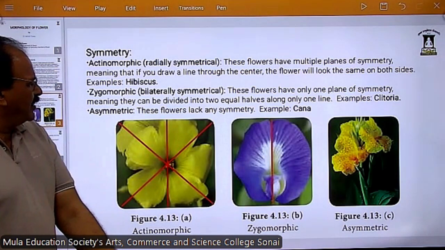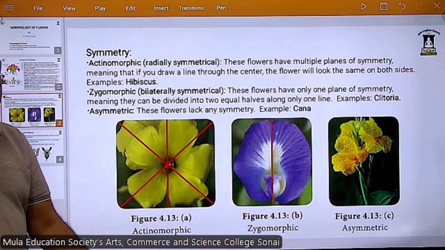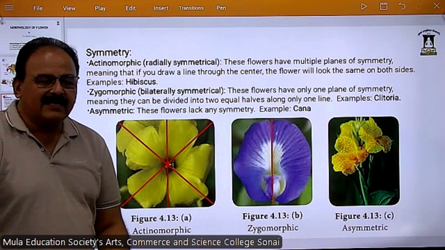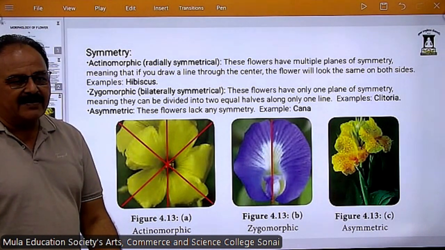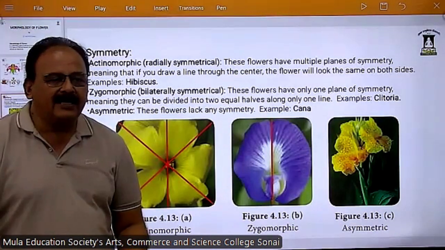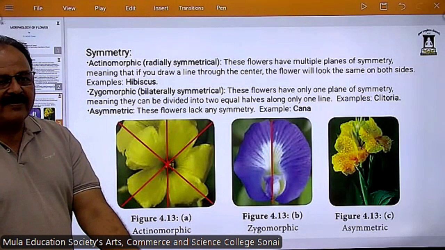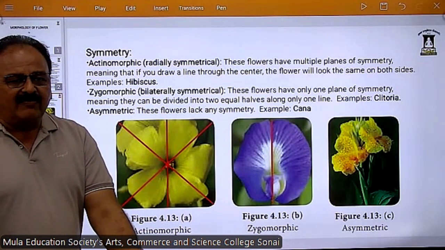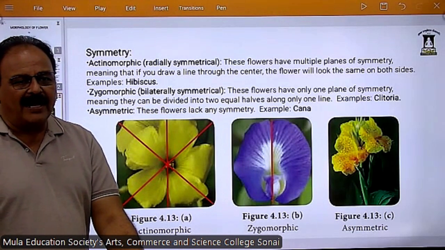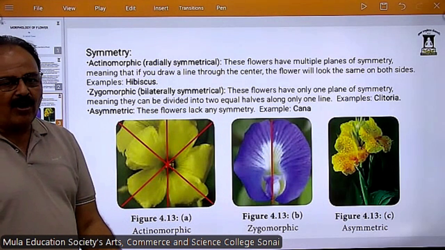Then symmetry. On the basis of arrangement of floral whorls, or the types of floral whorls, petals, sepals, and Androecium and Gynoecium, it is divided into three types. That is actinomorphic, zygomorphic, and asymmetric. First is actinomorphic. In actinomorphic, the flowers have multiple planes of symmetry, meaning that if you draw a line through the center, the flower will look the same on both sides.